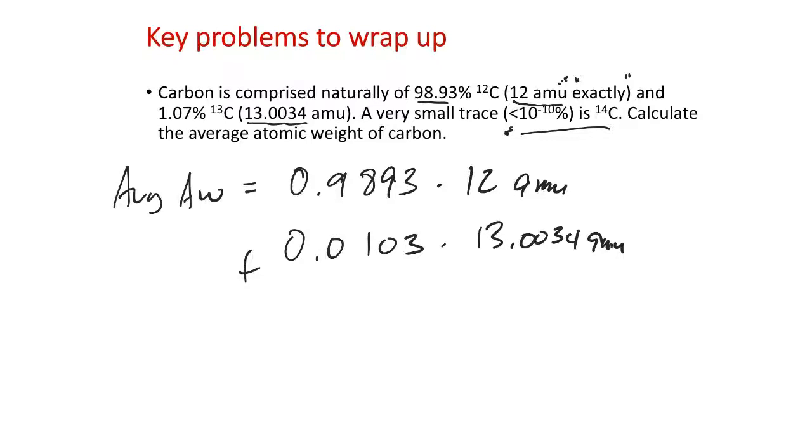I transcribed one of the numbers down wrong, let me clean this up. So this would be 1.07%, or expressed as a fraction, 0.0107 of a fraction is carbon-13. And if we add these up, let's actually do the adding up over here. So I can do the 0.9893 times 12.